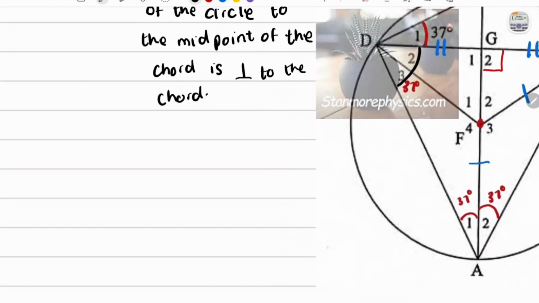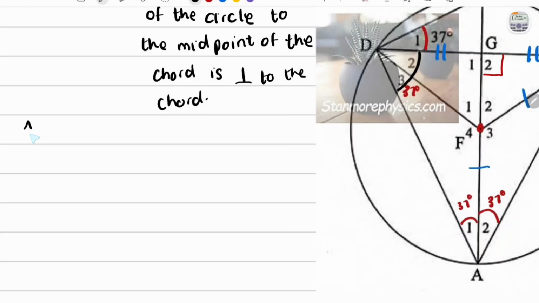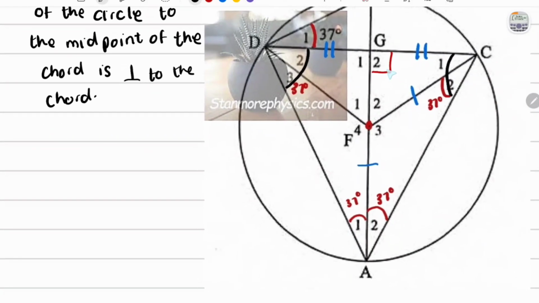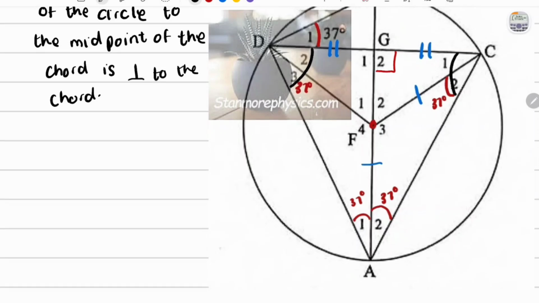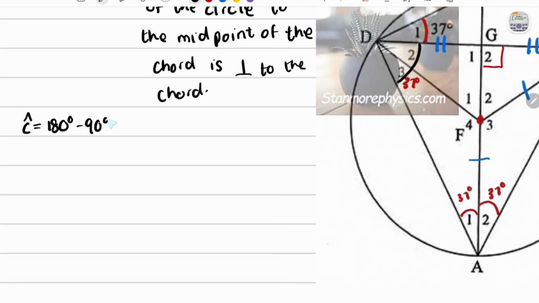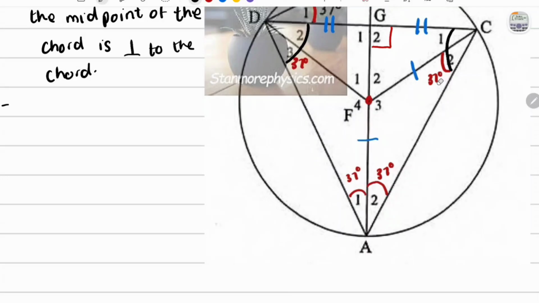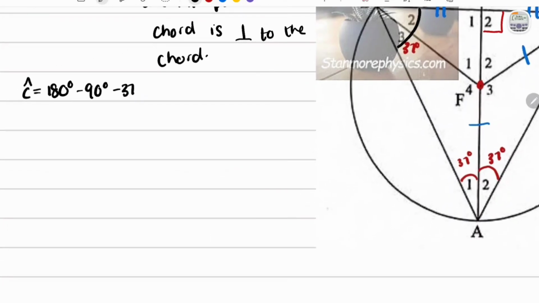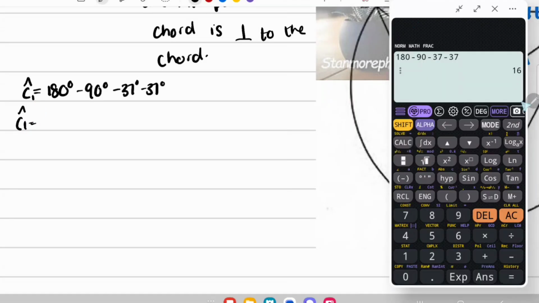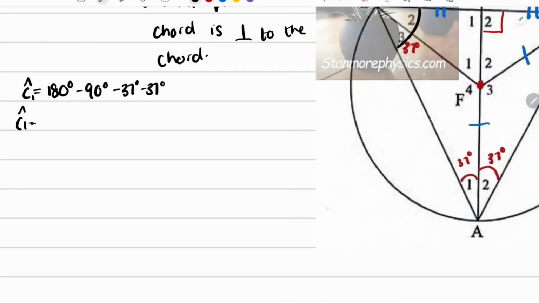So let's say angle C1 is equal to 180 degrees, and then subtract all the angles inside the triangle. So minus 90 degrees, minus the 37 degrees, and that other 37 degrees. So minus 37, minus 37. Let's see what that gives us for angle C1. And as you can see, that gives us 16 degrees. So angle C1 is equal to 16 degrees because of the sum of angles in a triangle.